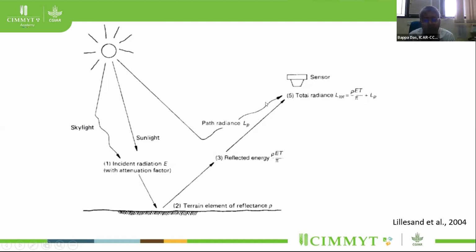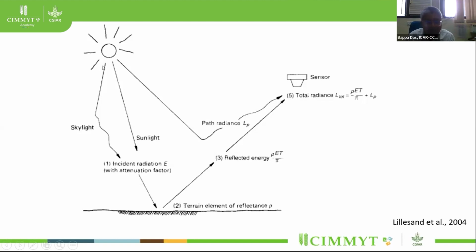So this part, that path radiance, is not our interest. We are interested in the reflectance from the object. So we have to somehow deduct it in order to get the characteristics of objects on the surface. So that's why we are applying atmospheric correction.